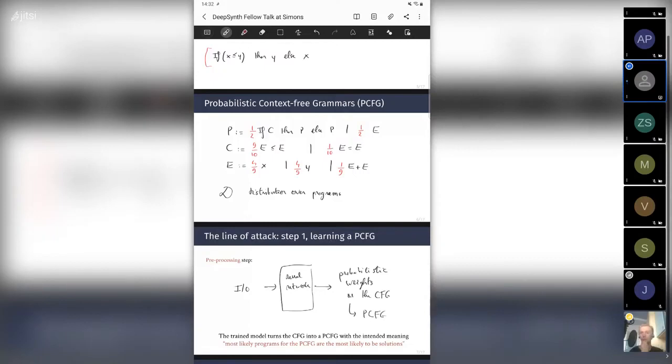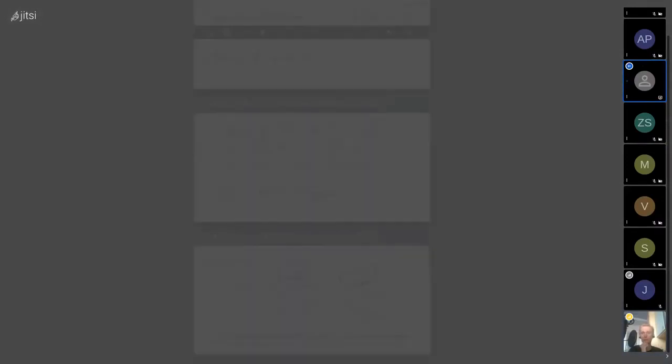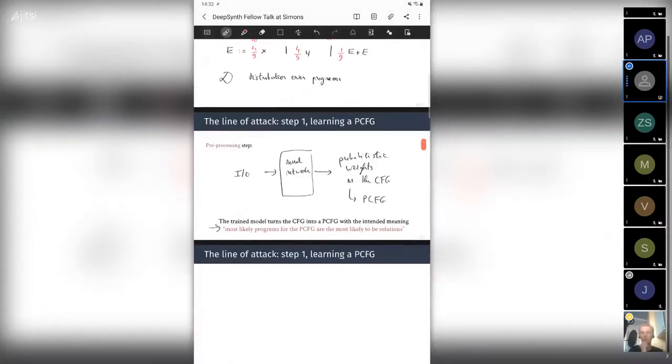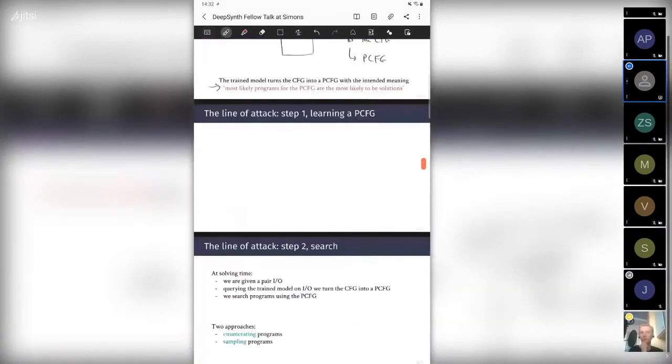And now the idea, this is what's summarized here, is that the most likely programs for the PCFG are the most likely to be solutions. So if some program is given a high weight, a high probability in the PCFG, it means it's likely to be a solution. And so now you can imagine what will be the step 2.